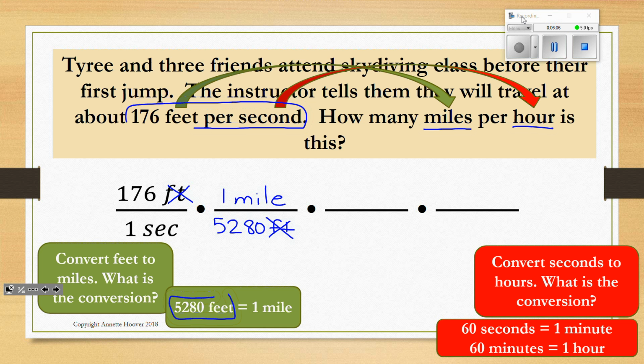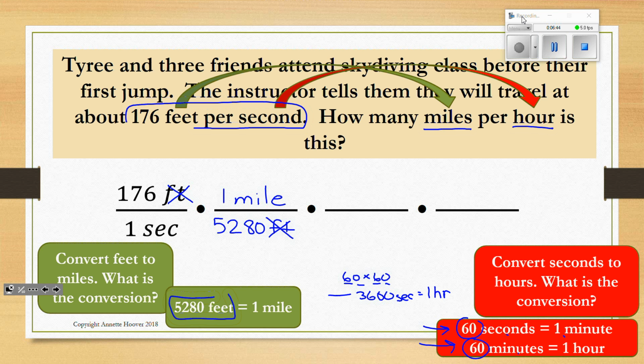Next, we want to convert the time from seconds to hours. So what time conversion do we know? We know that there are 60 seconds in 1 minute and 60 minutes in 1 hour. So now you can either do this in 2 steps. You can convert seconds to minutes and then minutes to hours, or if you can figure out how many seconds are in an hour, all you have to do is 60 times 60, and you might want to write this on your conversion paper. 60 times 60, you multiply 6 times 6, which is 36, and you add the 2 zeros. So that means that there's 3,600 seconds in 1 hour.